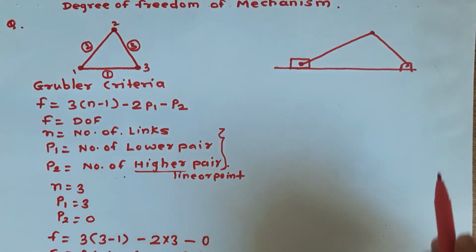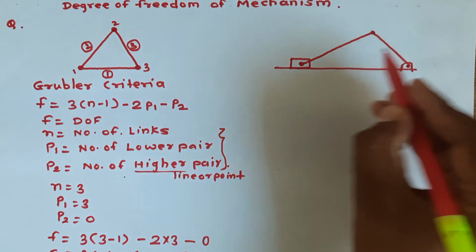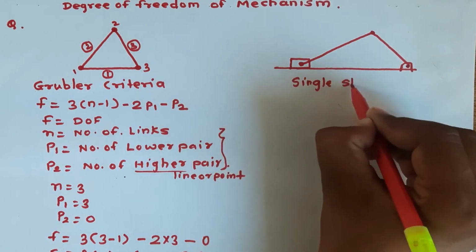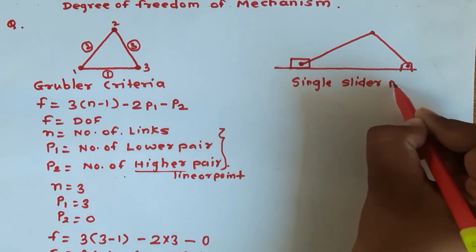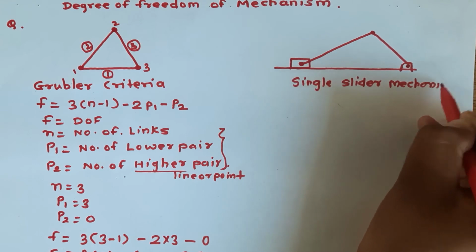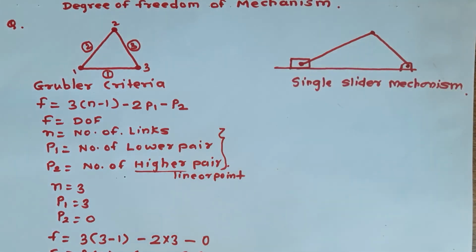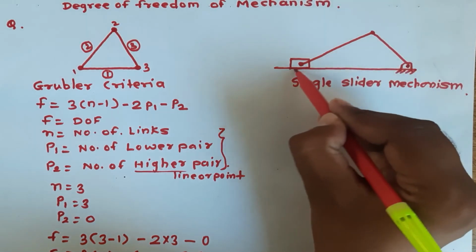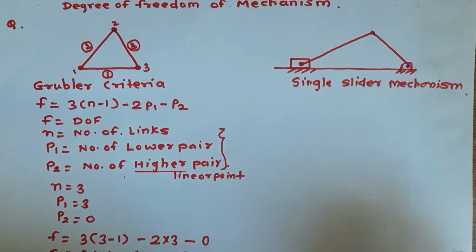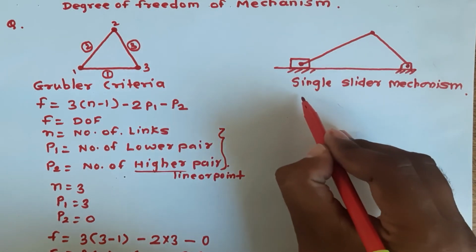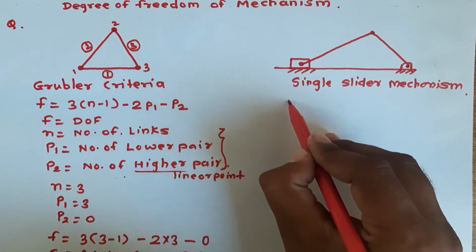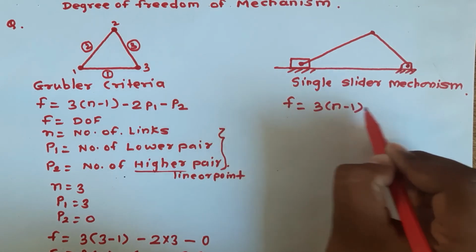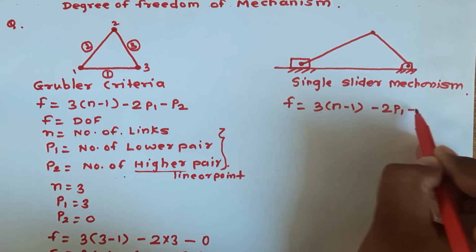Now the next mechanism we will see. This mechanism is a single slider mechanism, which is used in an IC engine. Here also we can use Grubler criteria. According to Grubler criteria, the formula is F is equal to 3n minus 1 minus 2 P1 minus P2.